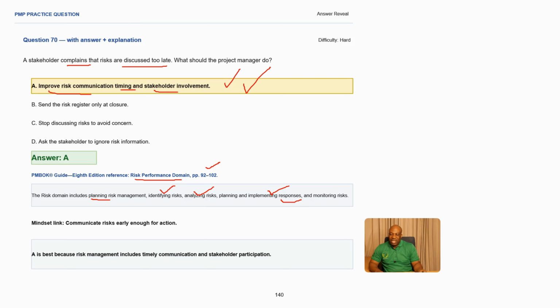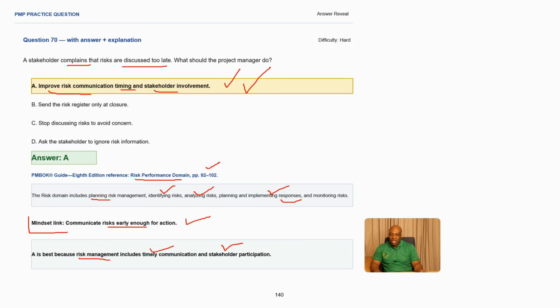So what is the best mindset that you should apply here? You need to communicate risks early enough for action. The earlier you understand the risk, the better for you, because you can also put in place the risk responses that you have to apply at that particular moment in case it's going to materialize into an issue. Right, making A the best answer, because risk management includes timely communication and also stakeholder participation.